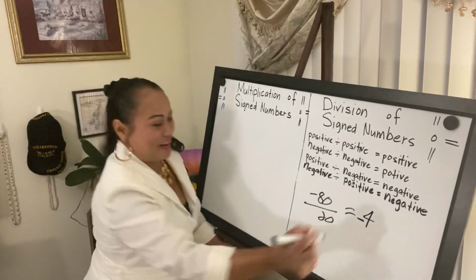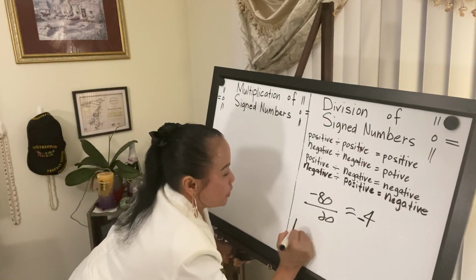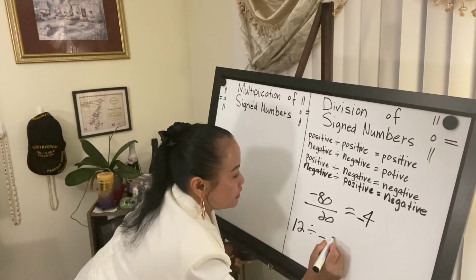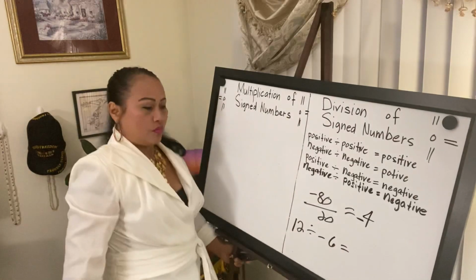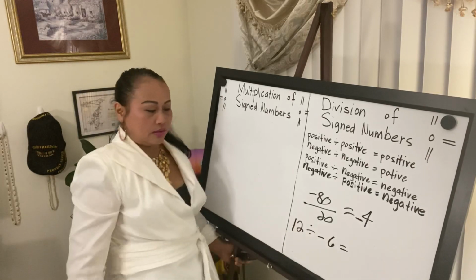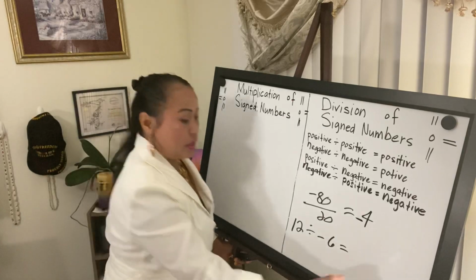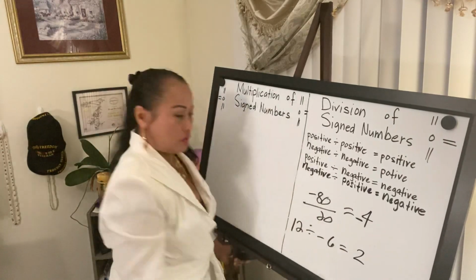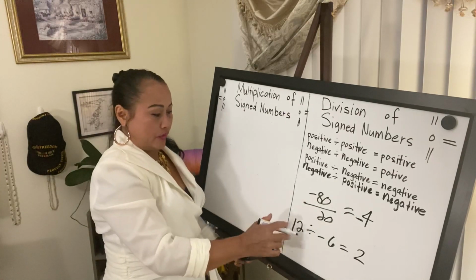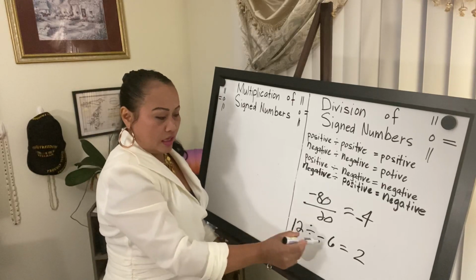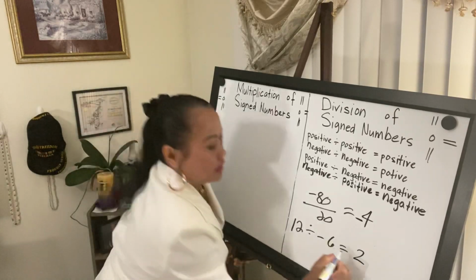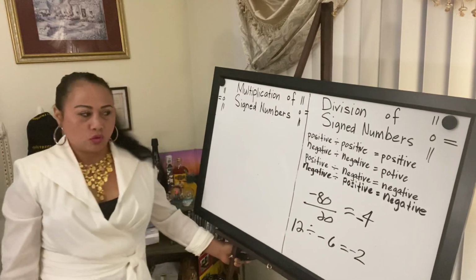Okay? Another one. 12 divided by negative 6 equals. Okay, here is another example. How many 6 in 12, or 12 divided by negative 6? So, the answer is 2. And always look at the sign after dividing the number. So, positive and then negative. The answer is always negative. So, the answer is negative 2.